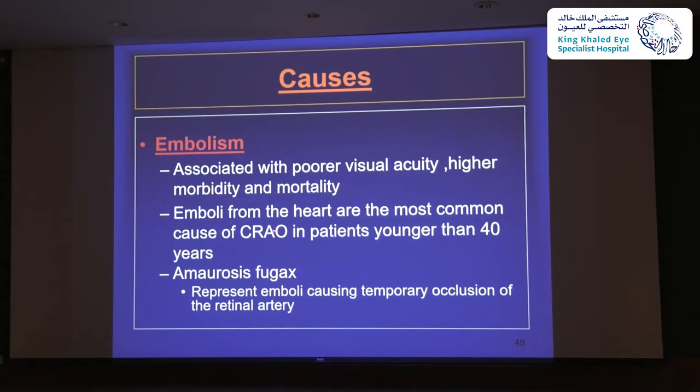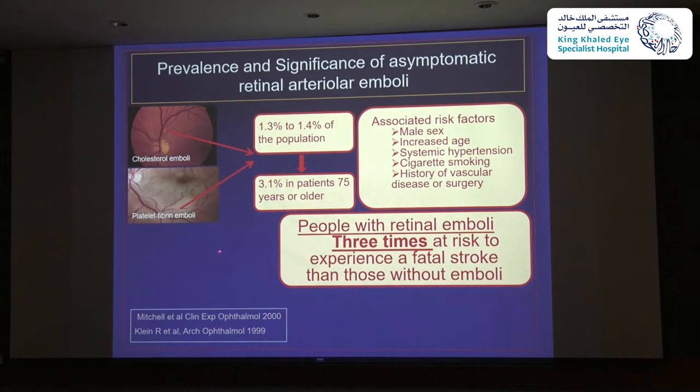Emboli from the heart are the most common cause of central retinal artery occlusion in patients younger than 40. So emboli usually indicate young patients. Amaurosis fugax is the preliminary sign of emboli. How can we look for this from our side? Usually the presence and significance of asymptomatic retinal arterial emboli: it is present symptomatic in 1/3 to 1/4 of the patients, as we see here. And it is 3% in patients 75 years or older.